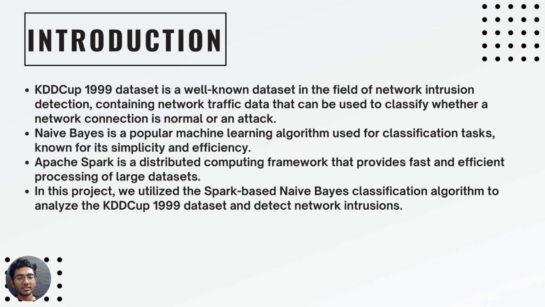Naive Bayes is a popular machine learning algorithm used for classification tasks. Apache Spark is a distributed computing framework that provides fast and efficient processing of large data sets. And in this project, we have used a Spark-based Naive Bayes classification algorithm to analyze this KDD Cup 1999 dataset and detect the network intrusions.